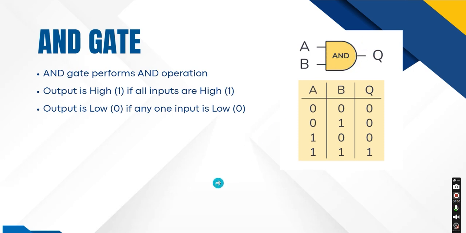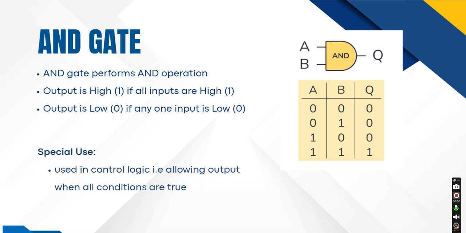Keep this in mind because when we are building logical circuits, this is going to be very, very important. So let's look at the OR gates. We've talked about the special use of the AND gates, allowing output when all conditions are true. It is used in control logic.